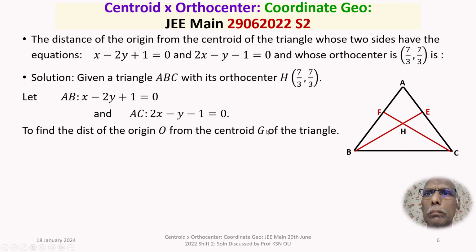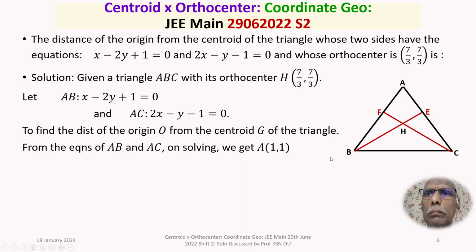Now, to obtain the centroid G of this triangle, we need the coordinates of the vertices A, B, C. AB has this equation, AC has this equation, so they intersect at A. The coordinates of vertex A can be found if we solve these two equations, and you will get the coordinates of A as (1, 1).